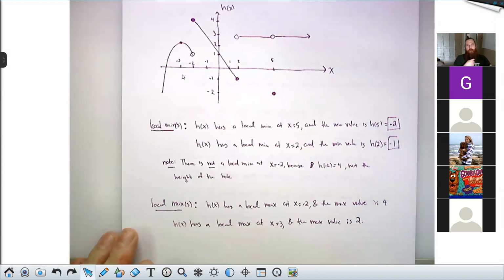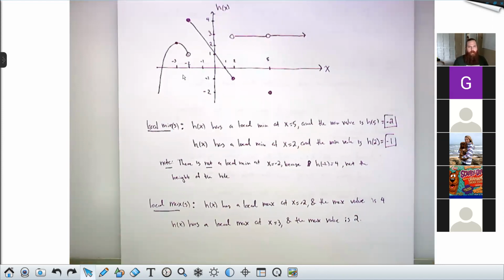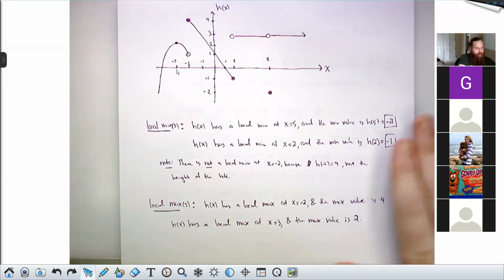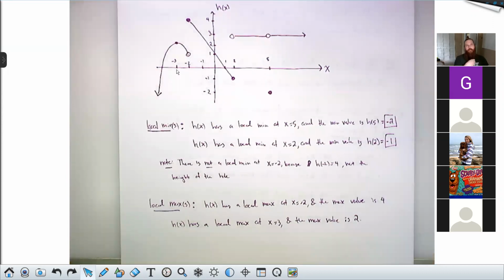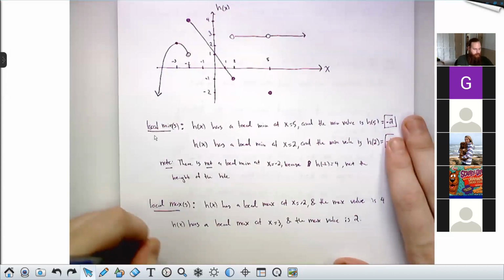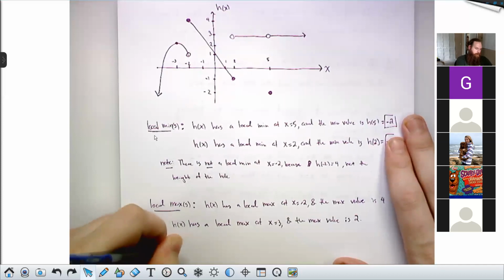What about absolute extrema? And this is what Olivia was getting at a minute ago. Do we have any absolute mins? And this is implied to go off like that forever. Yeah, no absolute min because this piece goes down as far as you want. There is no lowest point on the graph. So there's no absolute mins.